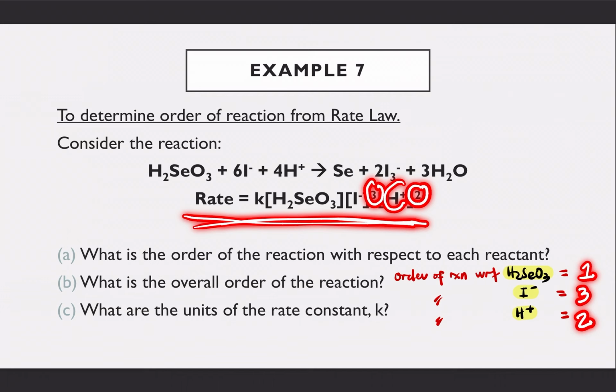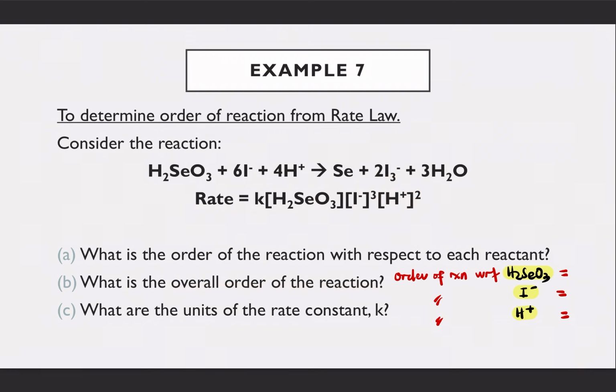Okay. B, what is the overall order of the reaction? If they say overall order, it means you will add up all the reaction orders for each of your reactants. So 1 plus 3 plus 2, you will get 6. So the overall order of the reaction will be 6.